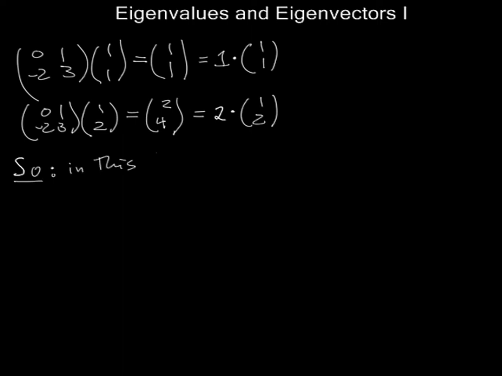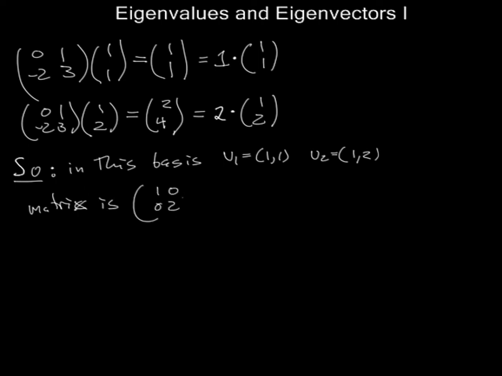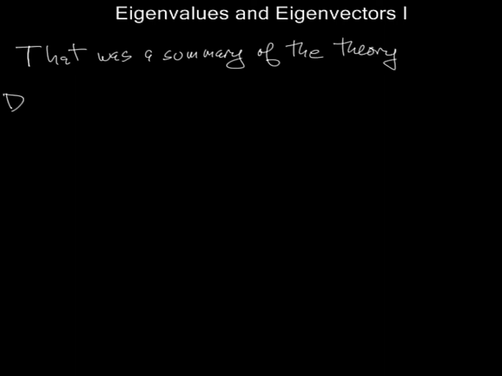All right, so here are these equations that I had, and the conclusion is that if I chose this basis, v1 and v2, then the matrix with respect to this basis is, of course, very simple. That is the diagonal matrix. Okay, so that was a summary of really all the main ideas behind eigenvalues and eigenvectors. So let's go back and say things a little more carefully.